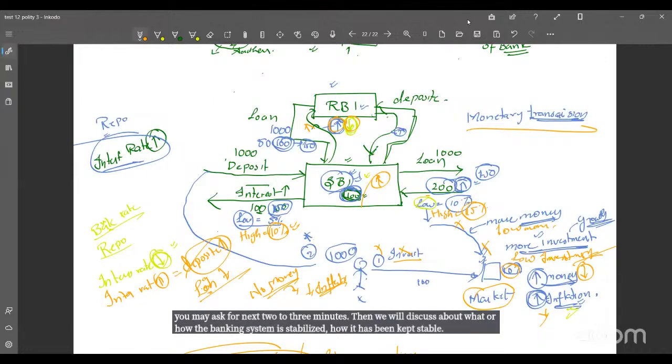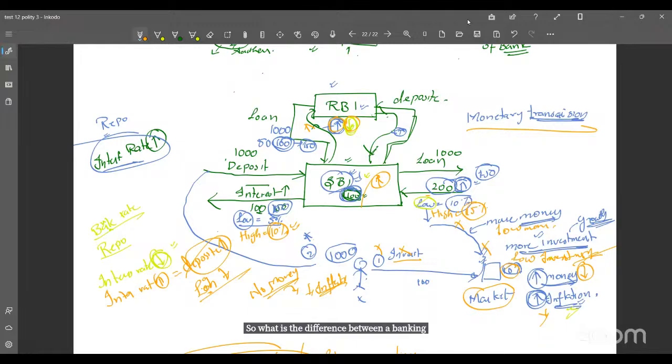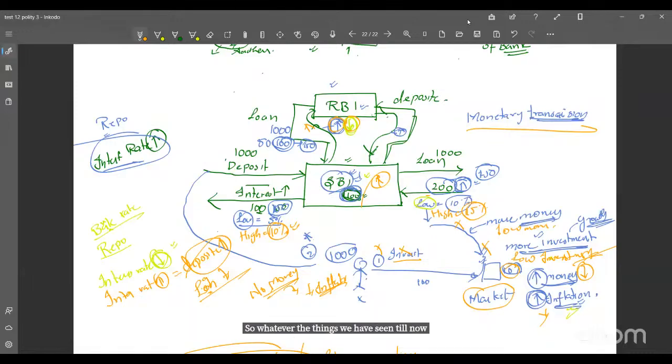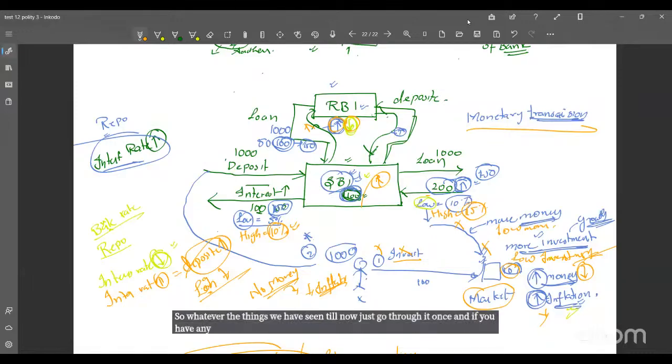So what is the difference between a banking company and a non-banking company? With those differences, we will understand how the bank functions. So I'll just give you 2 to 3 minutes to refresh. Whatever we have seen till now, just go through it once. And if you have any doubts or anything which needs to be discussed further in depth, let me know.